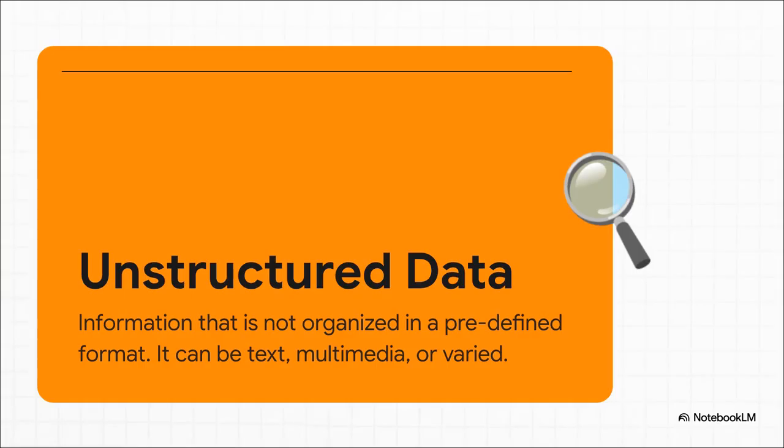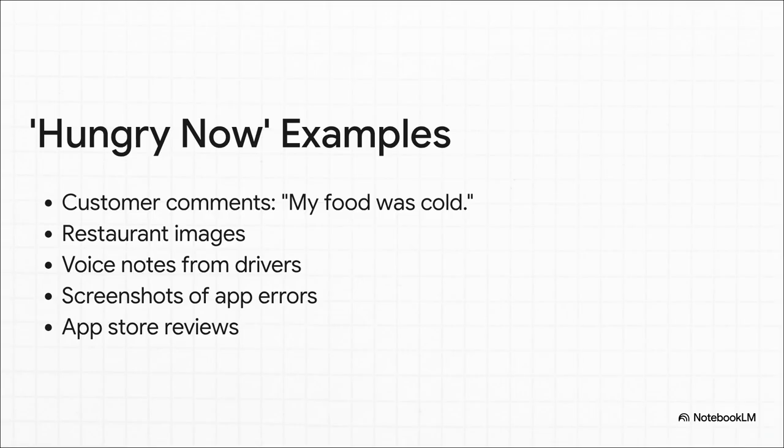So, what's unstructured data? Well, it's pretty much everything else. All the info that you just can't cram into neat rows and columns. It's kind of chaotic, sure, but it's absolutely packed with rich details. For Hungry Now, this is where we find the real gold. It's that customer comment that just says, "My food was cold." It's the picture of a crushed pizza box, that voice note from a driver who's stuck in traffic, or a screenshot of a weird bug in the app. This is where the real stories are.